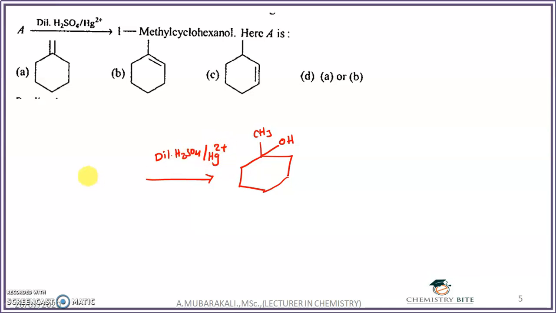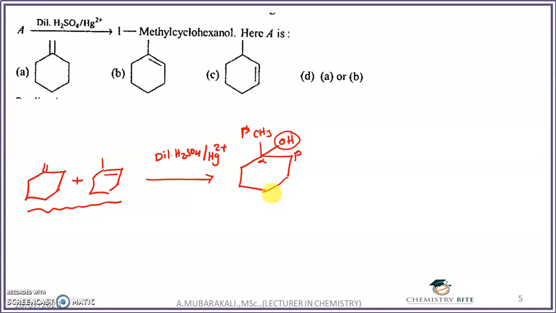So what could A be? A could be two things. It is very simple. A is an alkene. From here I will remove the OH. This is the alpha carbon, and these carbons are beta, so you have two possibilities. One is that A could be this alkene. Another is that A could have the double bond inside the ring like this. Both will give the same product on addition of dilute H2SO4 in the presence of mercuric ion.